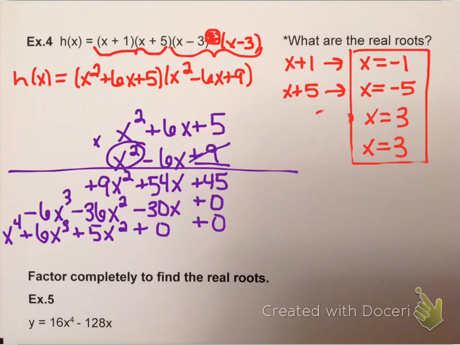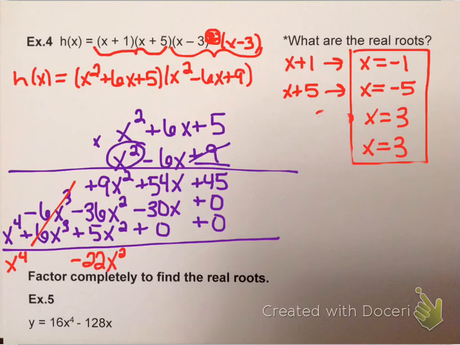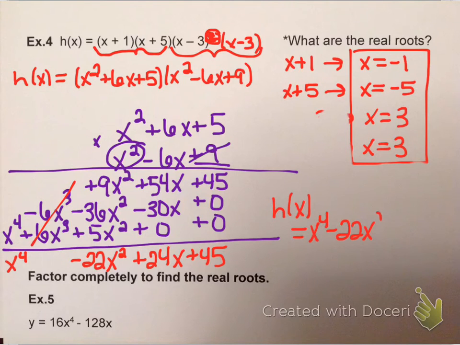And now I can add straight down, and all my like terms are ready to combine. They're all lined up with each other. So I have my x to the 4th. The cubic terms cancel. When I add up all of my quadratic terms, I end up with minus 22x squared. Add up all my linear terms and I get positive 24x, and then all my constants add up to 45. So my equation, h of x, is x to the 4th minus 22x squared plus 24x plus 45.